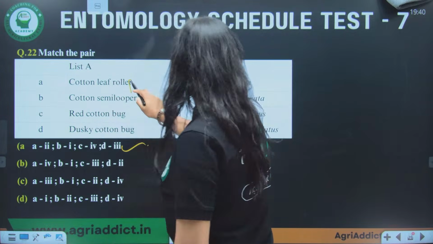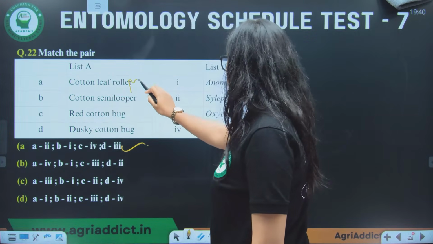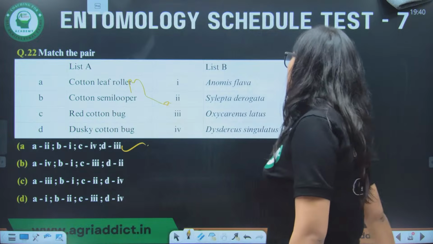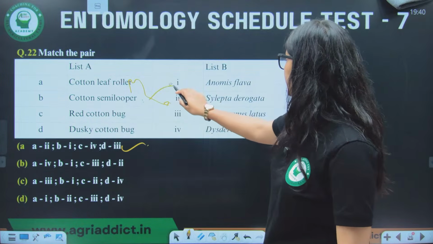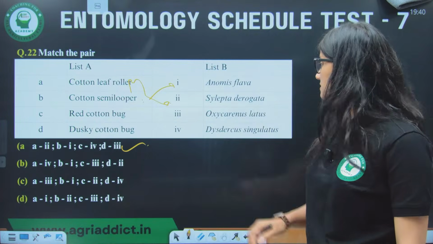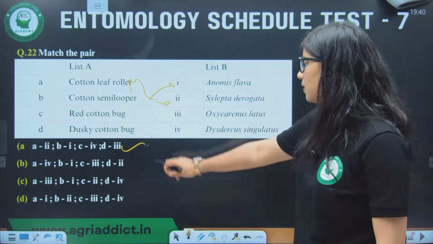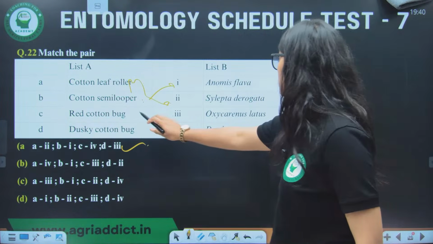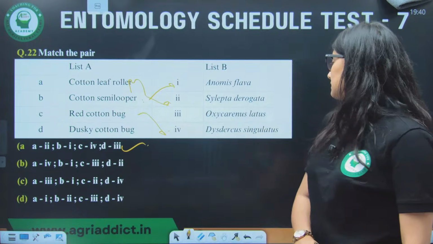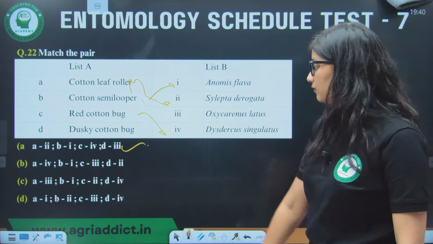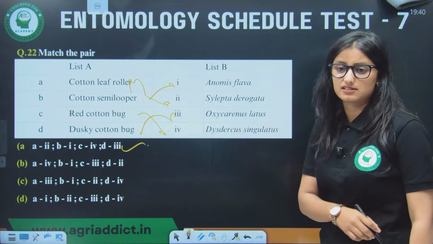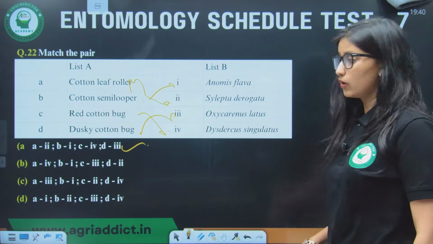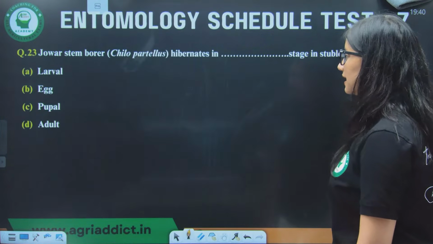Cotton leaf borer. What is cotton leaf borer? It is Sylepta derogata. What about cotton semilooper? It is Anomis flava. What about this red cotton bug? What is it? Dysdercus singulatus. What about dusky cotton bug? This is Oxycarenus laetus. Okay, so let's move to the next one.